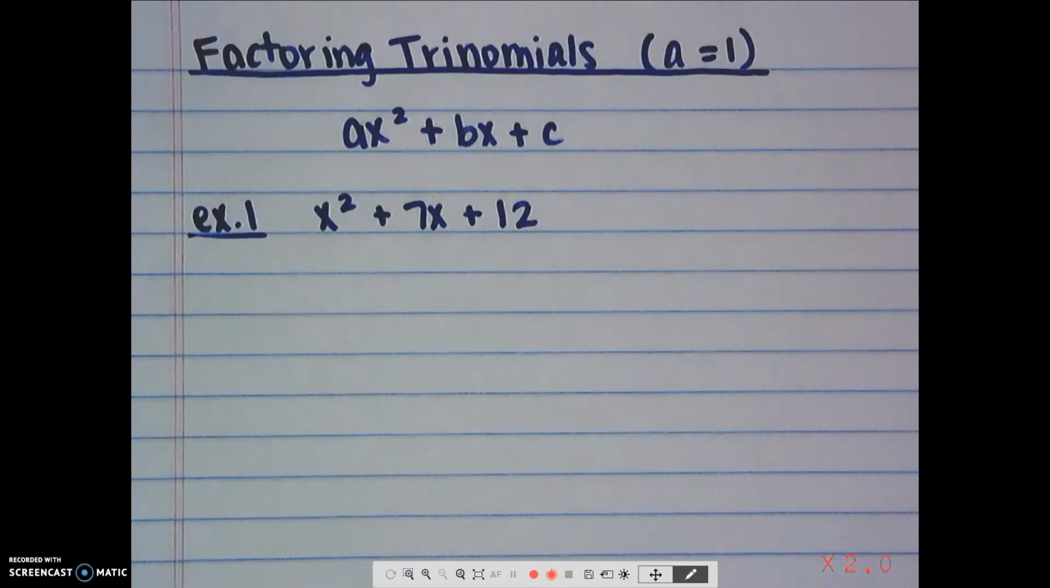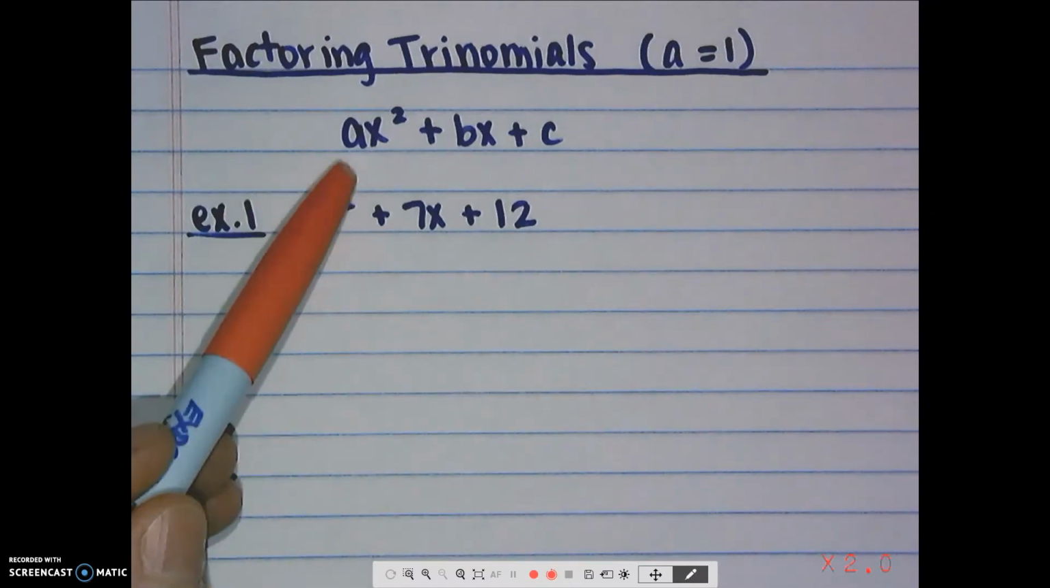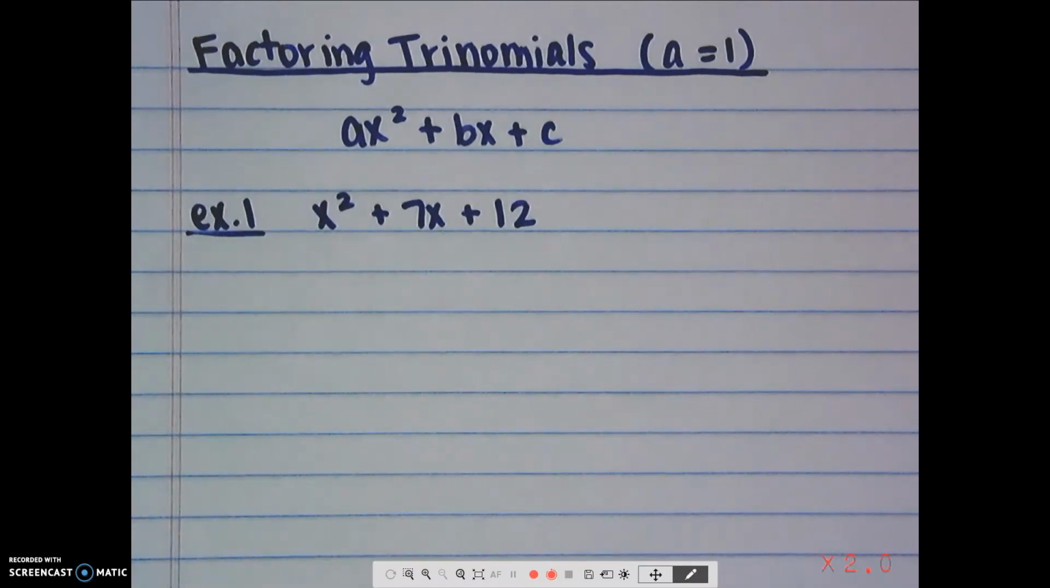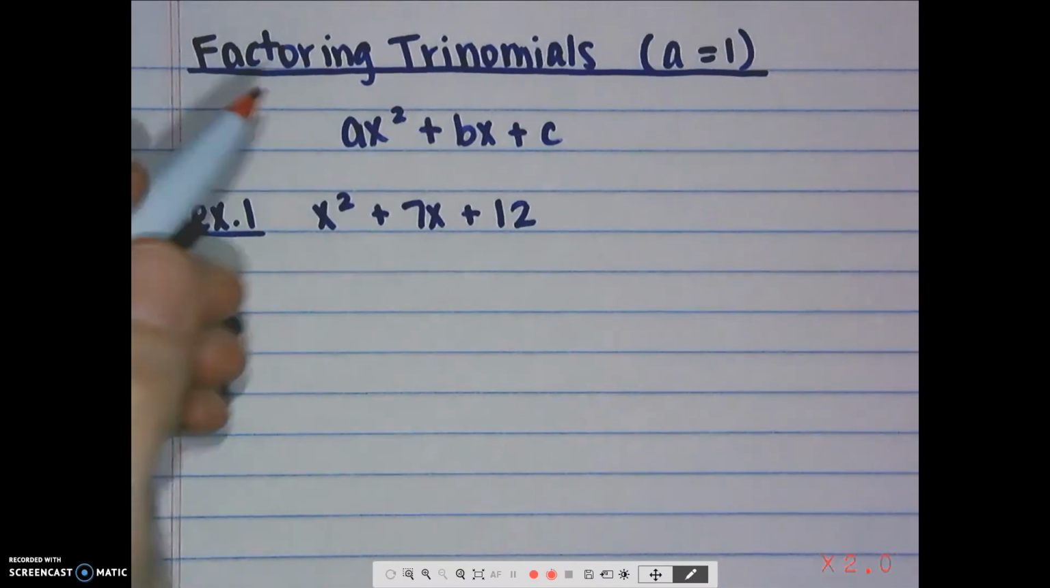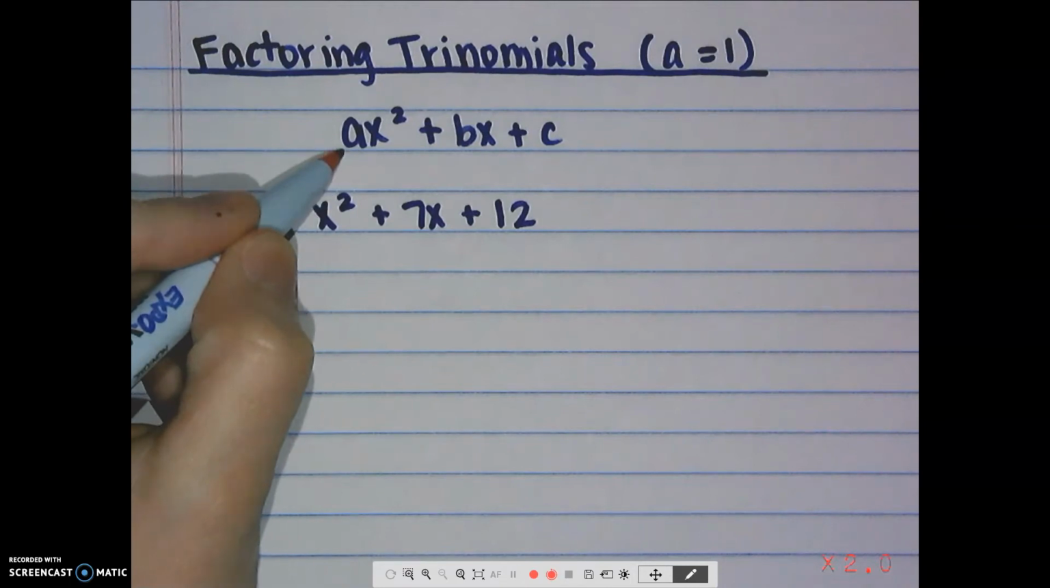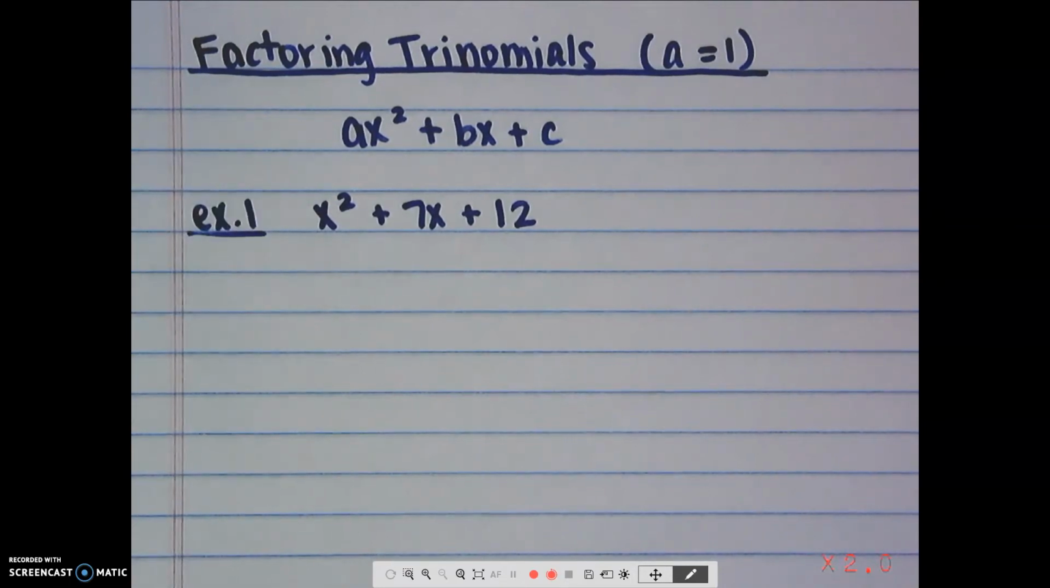Today we're going to be factoring trinomials when a equals 1. So this means that we're looking at a quadratic in standard form, which is ax squared plus bx plus c. All of the questions today are going to have an a value of 1, a leading coefficient of 1. So what does factoring mean?